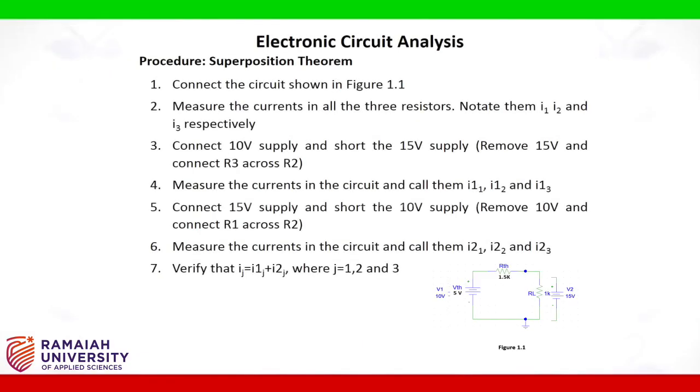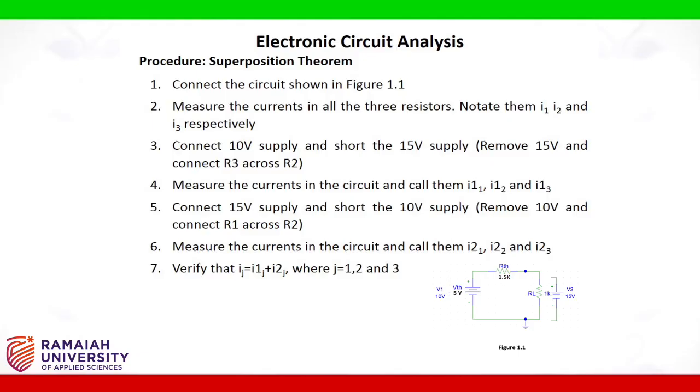Procedure for verification of superposition theorem. Connect the circuit as shown. Measure the currents in all the 3 resistors. Notate them I1, I2 and I3 respectively. Connect 10 volt supply and short the 15 volt supply. That is, remove 15 volt and connect R3 across R2.